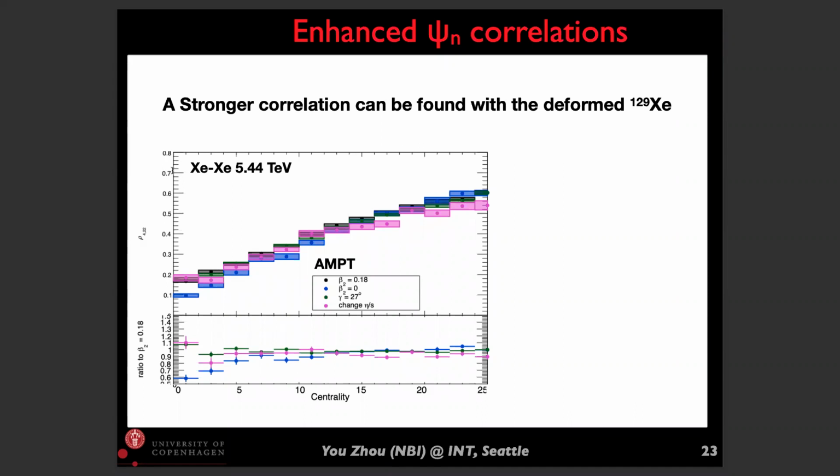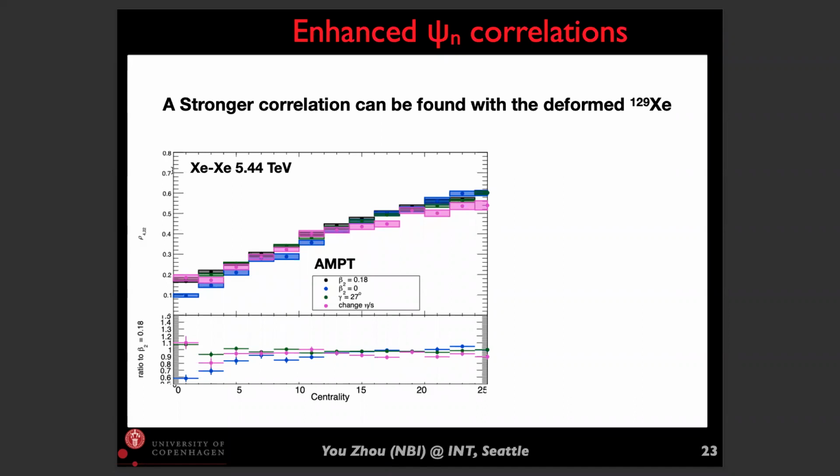And that is basically the result that you can see for beta 2 equals 0. The results are very small. But then if you start to add the deformation, here from 0.18, it immediately enhances the correlation between psi2 and psi4. Because in the initial condition, in central collision, instead of a round ball, you start to give it a shape. If you consider some combination of many-body interactions.